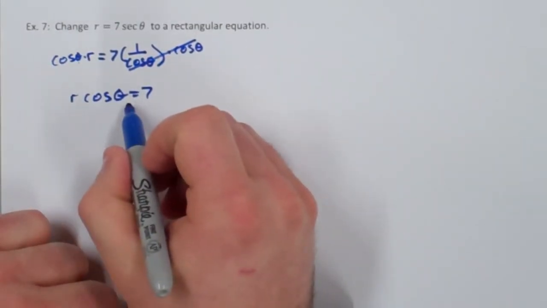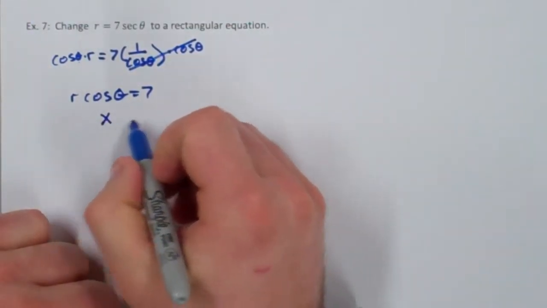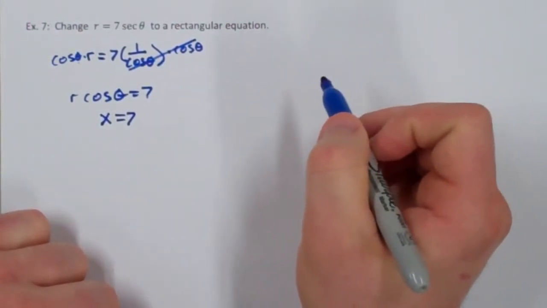Now r cosine theta can be changed out for x, and we've got x is equal to 7.